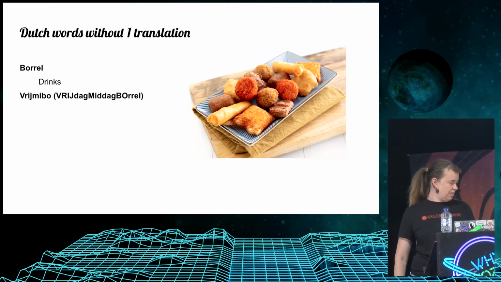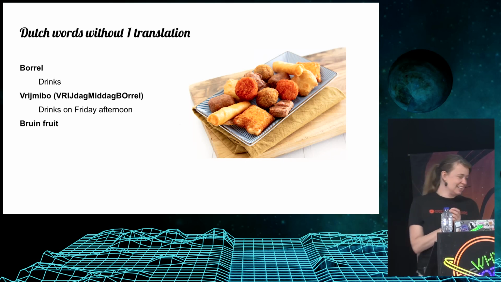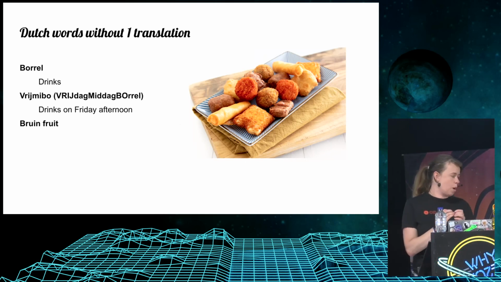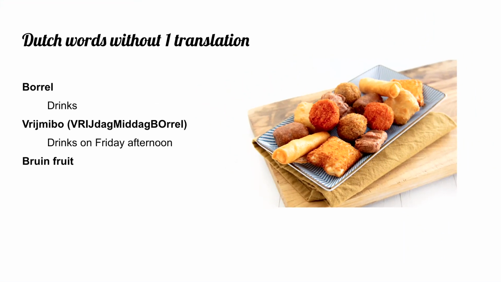Then, related to the picture, is bruin fruit. So, this is brown fruit. I think the prototypical brown fruit is the bitterbal, which you see also on the picture. We also call it bitter garnituur, but bruin fruit is a bit more funny. It just sounds gross because fruit shouldn't be brown. But of course, it's mixed with the happiness and the gezelligheid. Gezellig is another word that is typically Dutch, of the borrel, the vrijdagmiddagborrel.